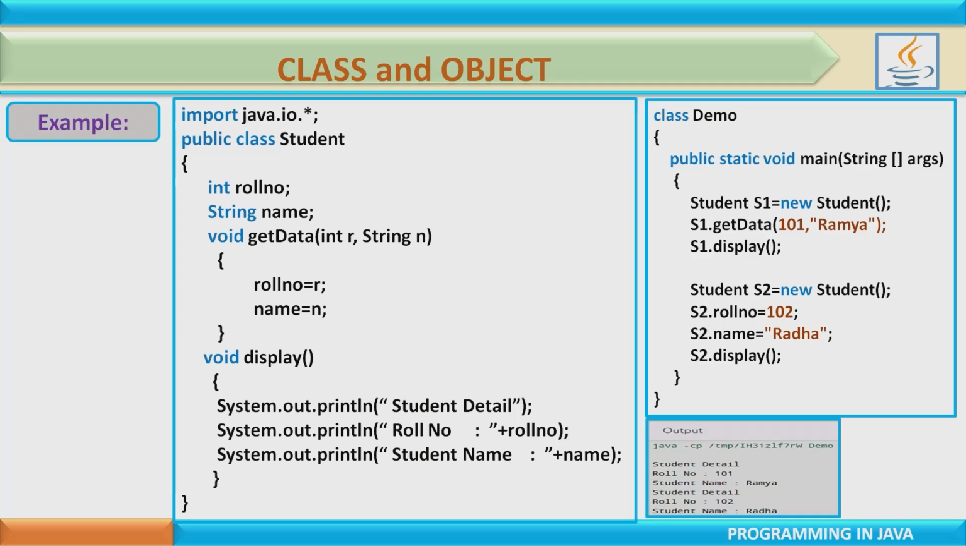Look at the second example. We created an object s2. With the help of s2, we assigned the value for the roll number as 102 and s2.name equal to Radha. With the help of the s2 object, we are trying to display the content, roll number and name.